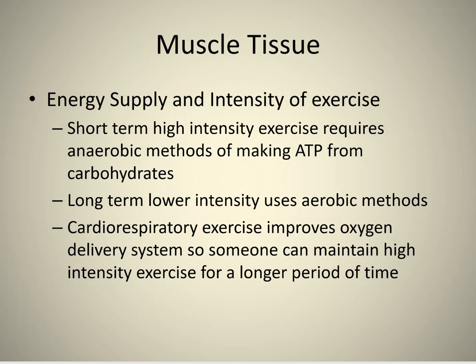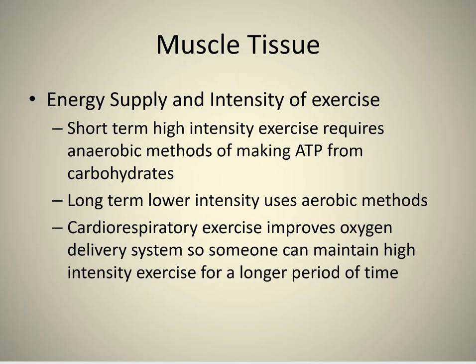Slide 28, energy supply and intensity of exercise. Short-term high-intensity exercise requires anaerobic mechanisms. You can make ATP anaerobically from carbohydrates, but not from anything else. And the thing is, you're using your muscles so rapidly you haven't got time to get oxygen to it. You have to use anaerobic. Longer term, lower intensity exercise uses aerobic mechanisms.